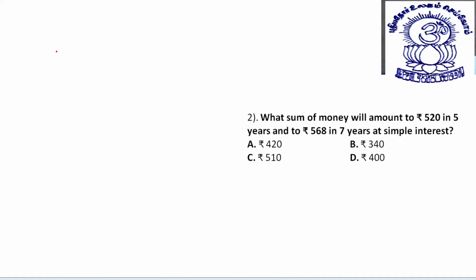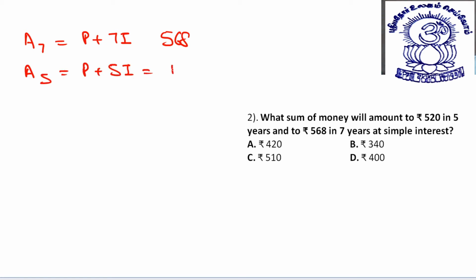The next question we have is, what sum of money will amount to 520 in 5 years and to 568 in 7 years? See, very easy. We are given the amount after 7 years is 568. What is the amount after 7 years? It will be principal plus 7i. That way, the amount after 5 years will be P plus 5i. This is given to us as 520. So if I do A7 minus A5, what will I get? I'll get 2i. 2i is equal to 48, so i comes out to be 24.